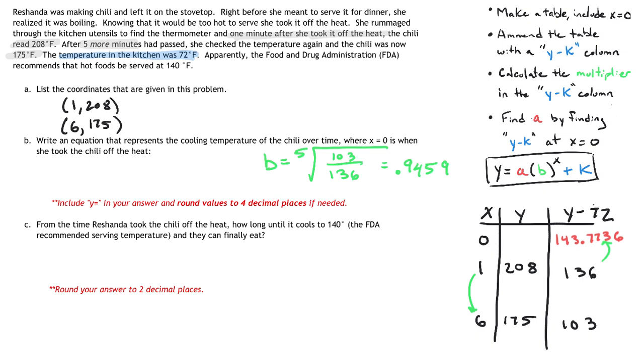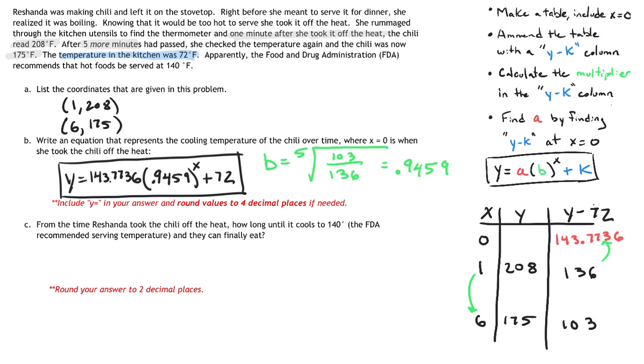So that means our equation is y equals 143.7736 times your multiplier of 0.9459 to the x, and then you've got to add your asymptote, which is 72. So there is our exponential equation through those 2 points for this pot of chili.